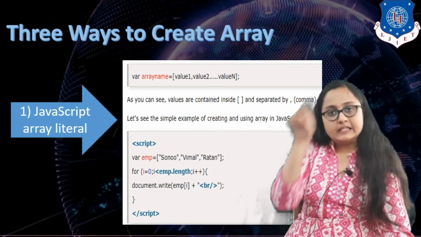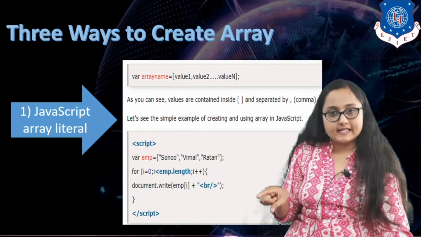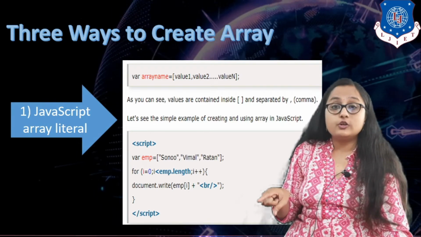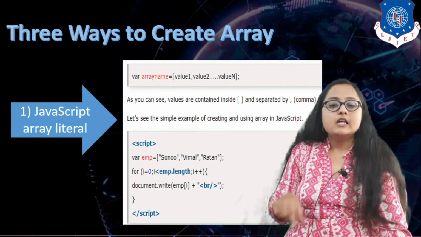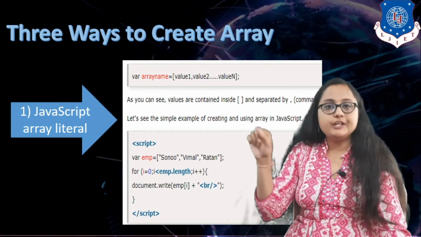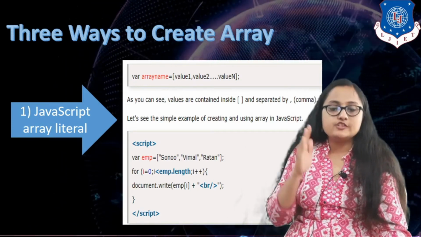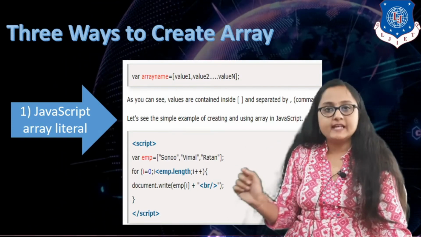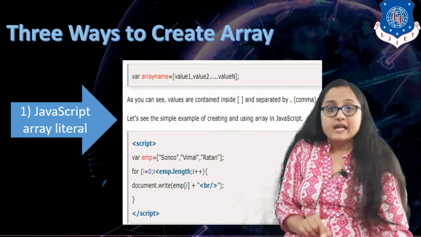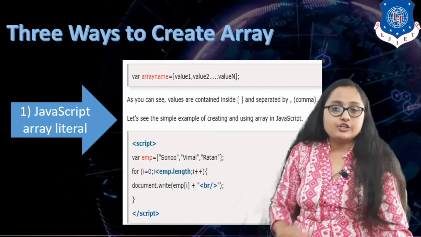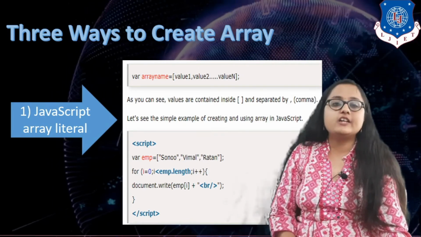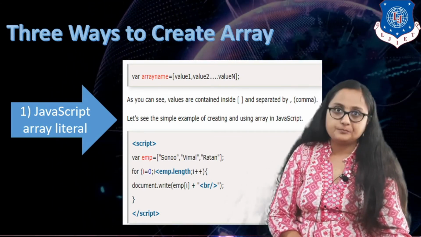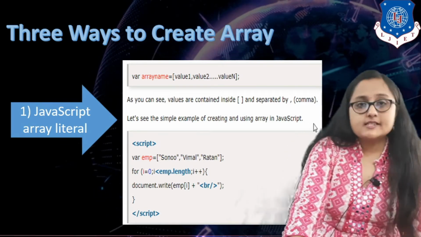Then increment of i will take place. In the second loop, it will go to the first index, Vimal will be displayed, and in the third it will go to Ratan, right. So after emp[2] it will stop. Why? Because emp.length is fetching you 3, and I have written i less than 3. So it will not iterate again, it will stop there, and the output will be Suno, Vimal and Ratan, right. So this is the first method, that is JavaScript array literal.